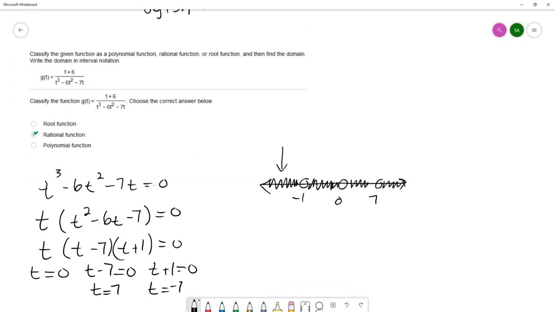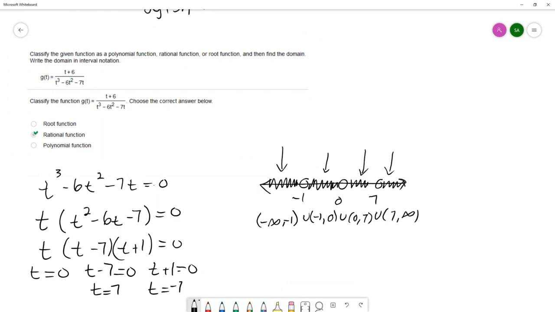Each one of these sections needs to be written in interval notation. So the first section has a lower bound that would start at negative infinity and would stop when we get to that open circle that I've drawn, that value that we're going to exclude. Then the next one is going to start at negative 1 to 0. The next one goes from 0 to 7. And the last one goes from 7 to infinity.